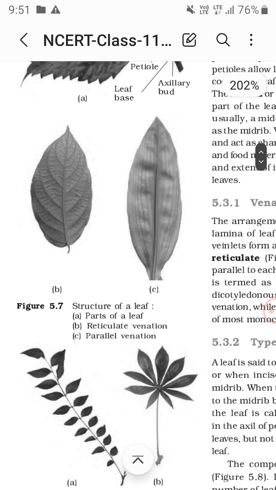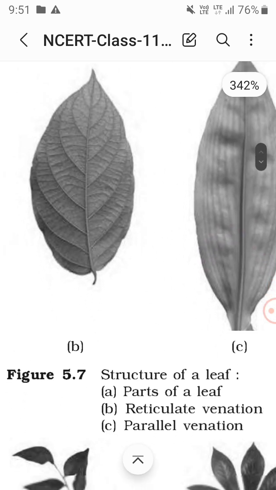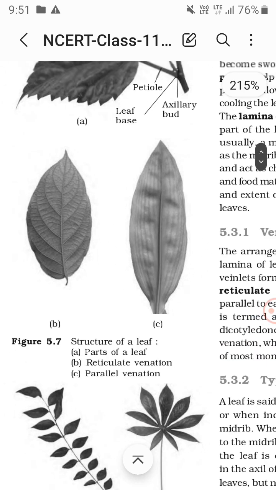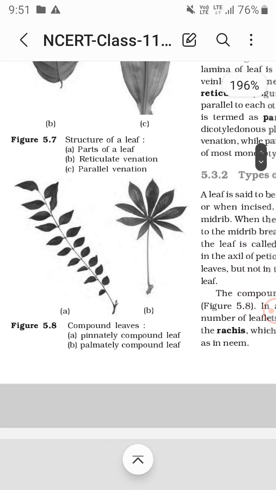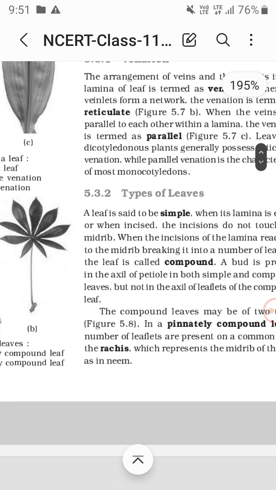Then in the second diagram there is reticulate venation. You see there is a network of veinlets and veins. You see there is a midrib. So this is reticulate venation. And then parallel venation, there are parallel veins. Then compound leaves include pinnately compound leaf and palmately compound leaf.